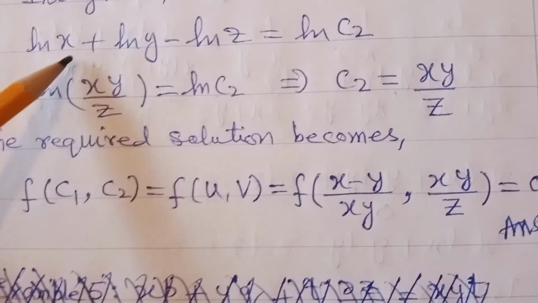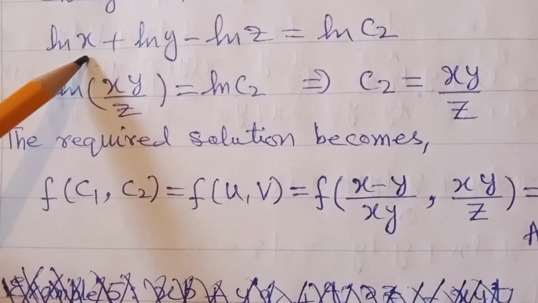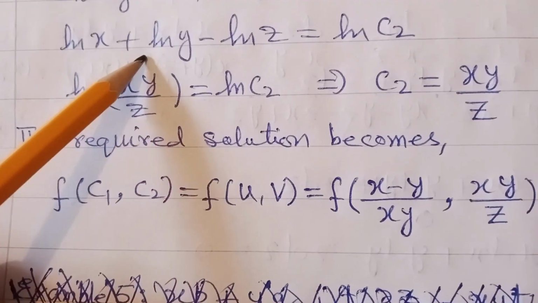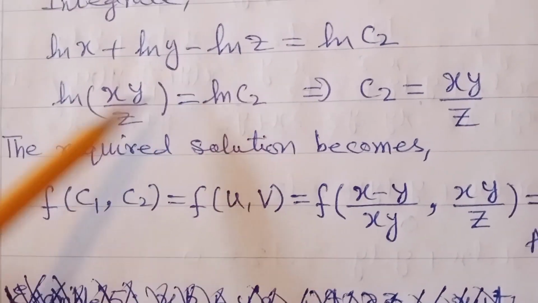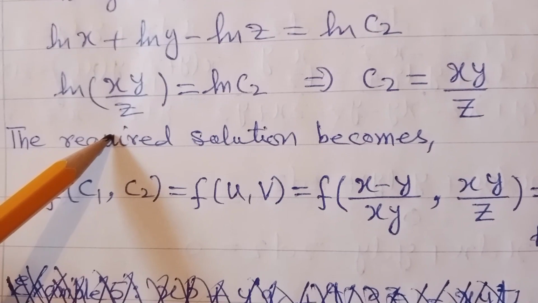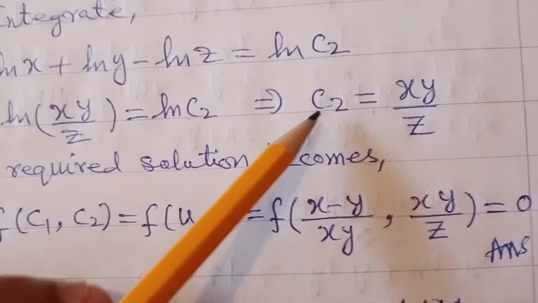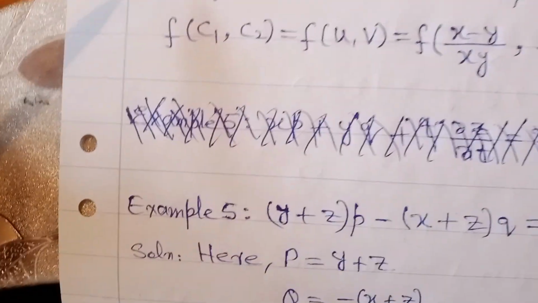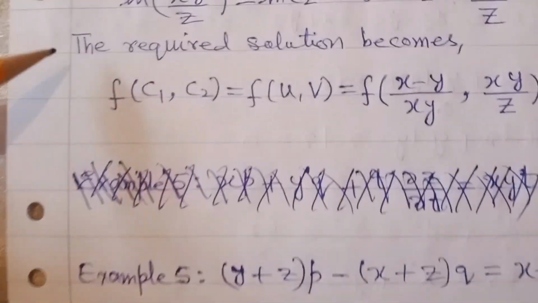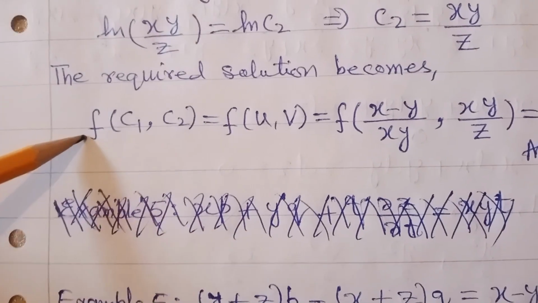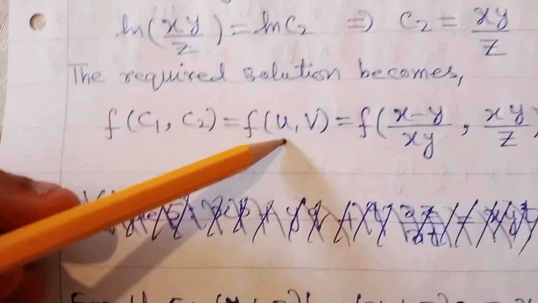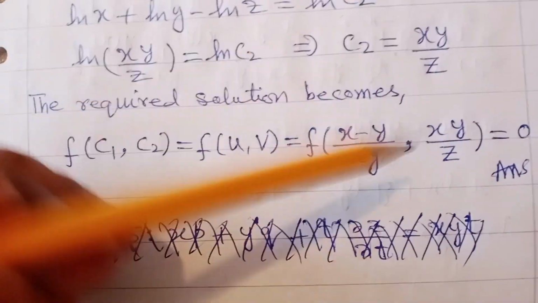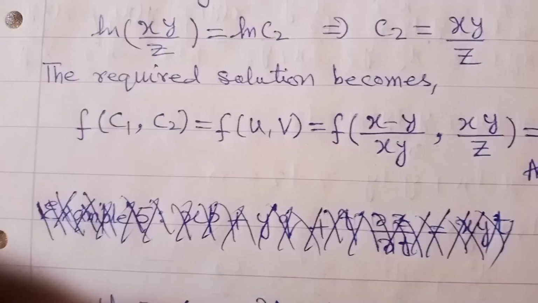Now these terms are getting added, so according to the property of log, ln a plus ln b minus ln c can be written as ln of ab upon c. Log will be cancelled out, so c2 is equal to x into y upon z. This is our second solution. So the required solution can be written as f of c1, c2 is equal to f of u, v is equal to f of (x minus y) upon xy, xy upon z is equal to 0.